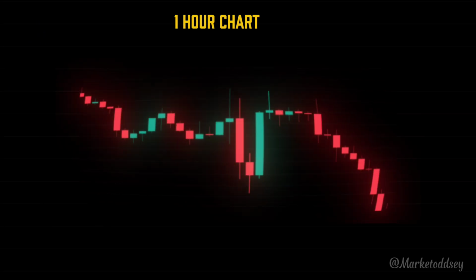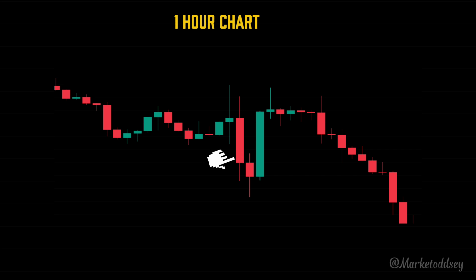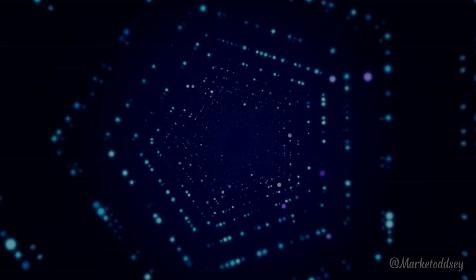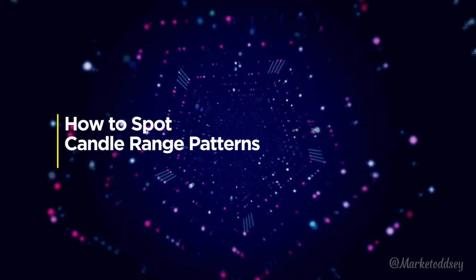On this 1-hour chart, a large red candle forms during the New York session. The next candle dips slightly below its low, manipulation, then reverses. CRT traders would see this as a signal to buy, anticipating a move back to the top of the original range.